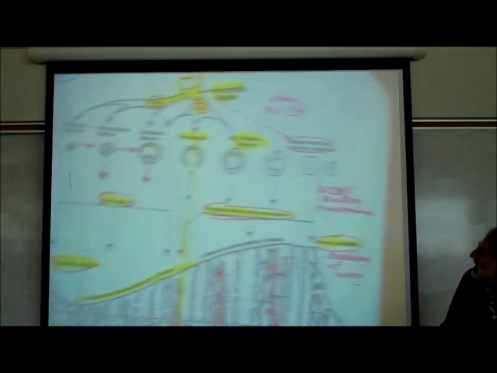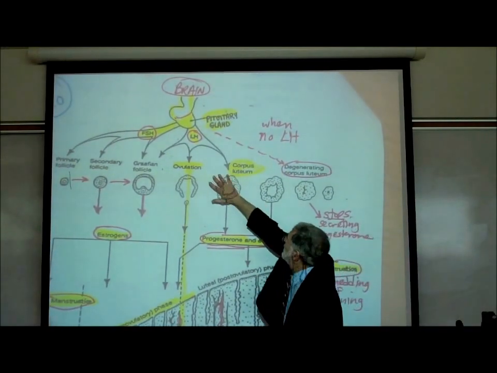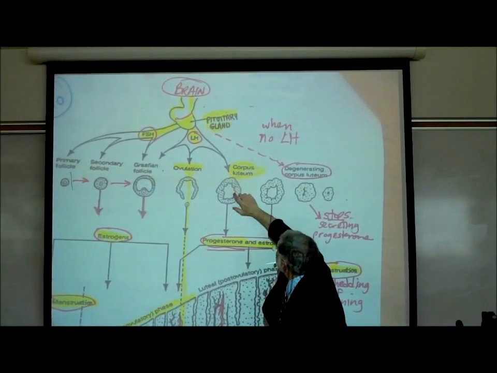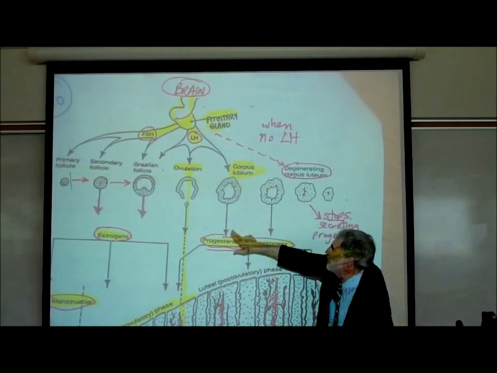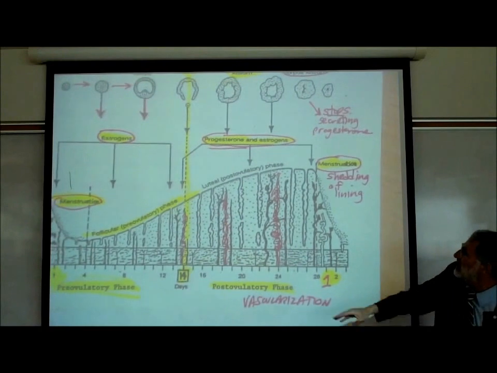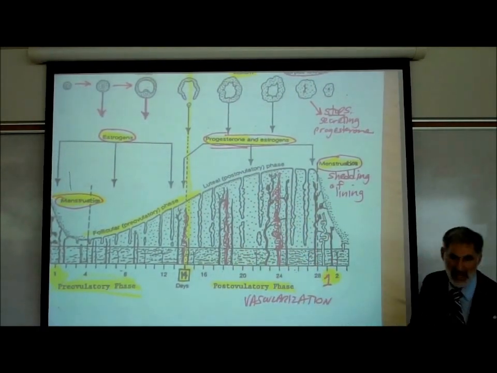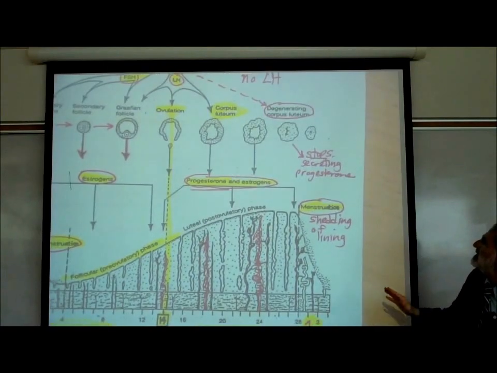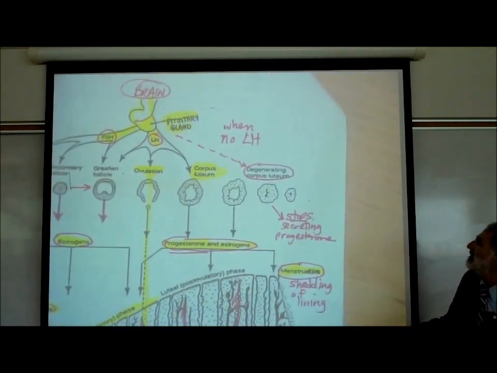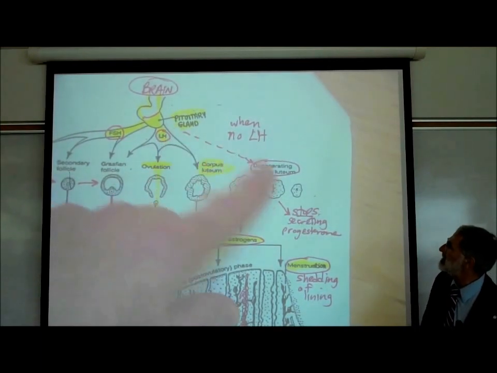So on C10 again, LH is secreted for a couple of weeks. It stimulates this corpus luteum to secrete progesterone and estrogen, and that causes significant thickening of the endometrial lining and the growth of blood vessels. Approximately day 28, the pituitary stops releasing LH.